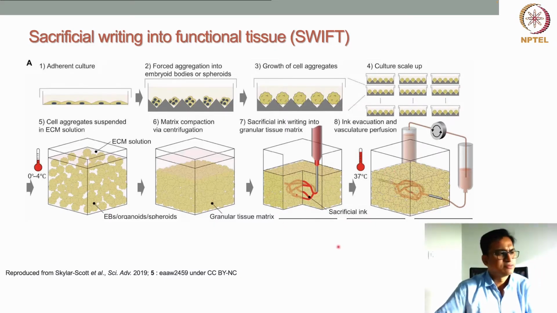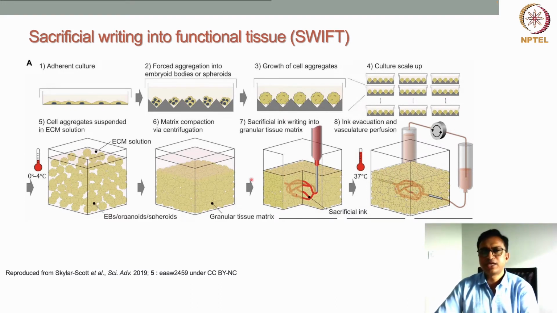These organ building blocks are developed by culturing iPSCs, and then the iPSCs they have cultured to form embryonic bodies, and those embryonic bodies are further matured, and that is what they have used as an organ building block. And these embryonic bodies are again mixed with the ECM solution. The ECM solution here is Matrigel.